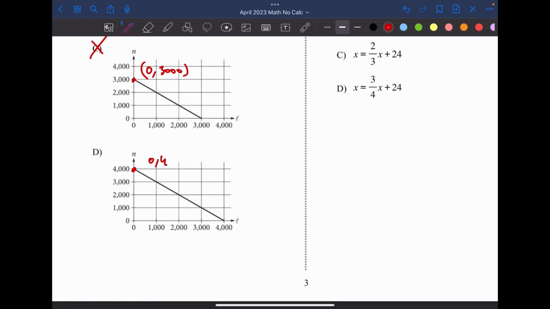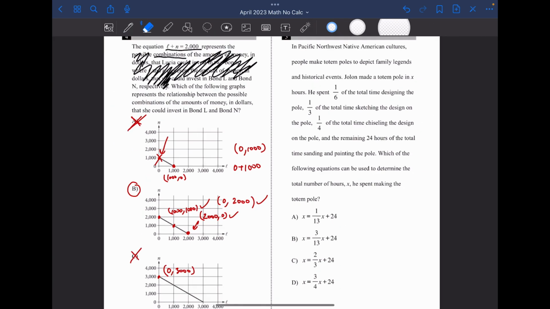And for D, let's take this point again. This would be 0, 4000. And this is invalid once again because 0 plus 1000 is not 2000. So the answer must be B.